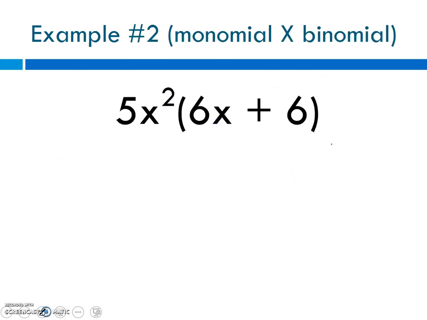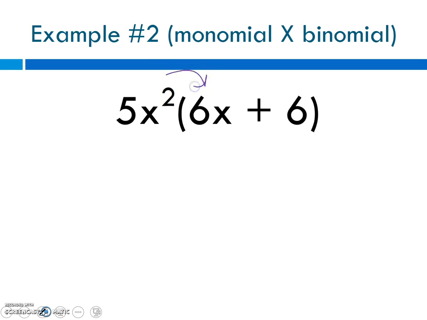Let's apply this to something a little bit bigger. So I have here the 5x squared. Now I'm multiplying it by 2 things. I got the 6x plus the 6. So there are a couple methods that you can do this by. We can do it by distributing through with the 5x squared times 6x plus 6, or we can do something called the box method.